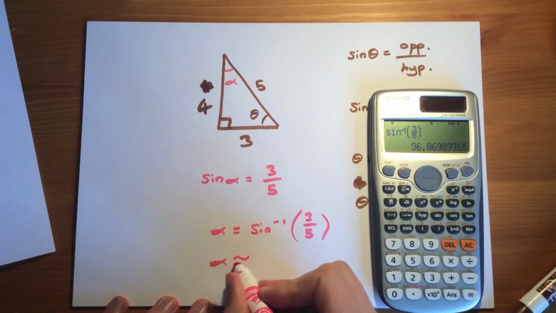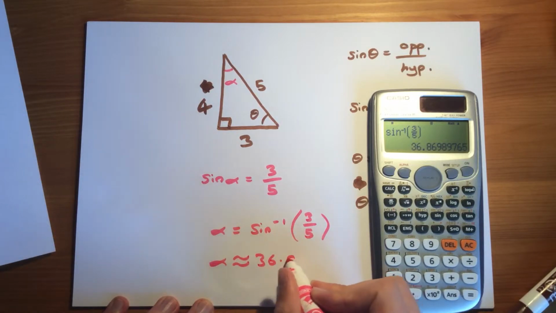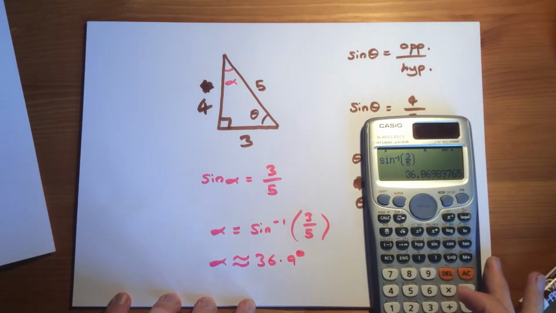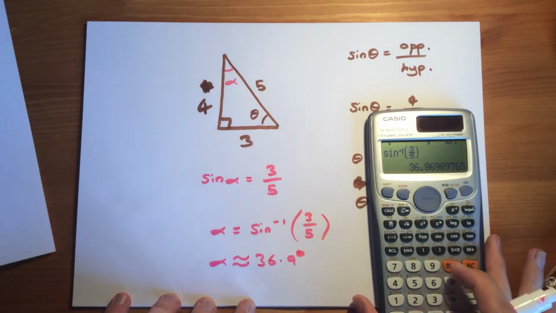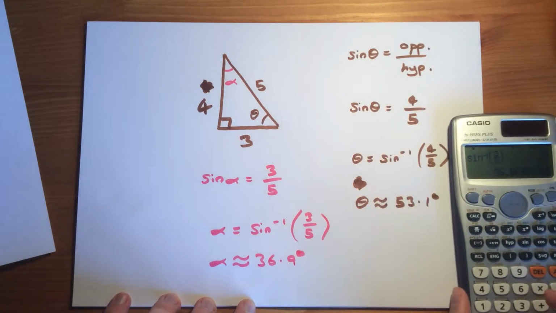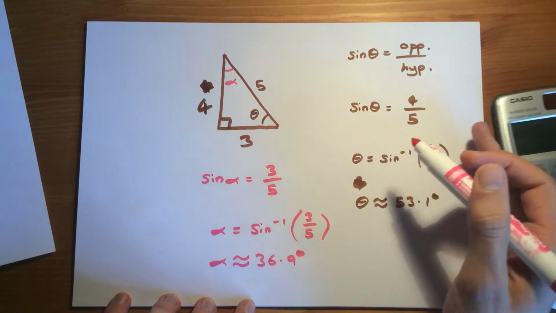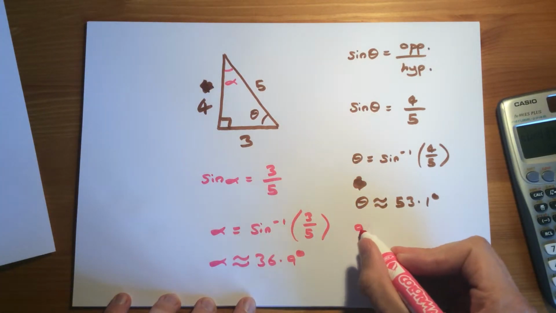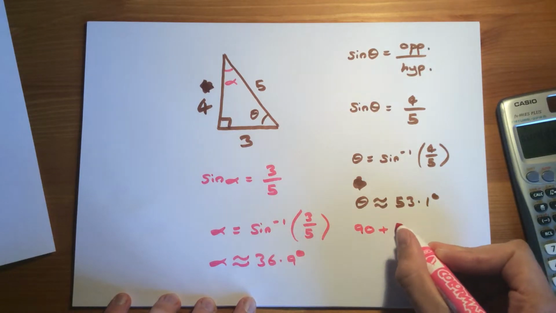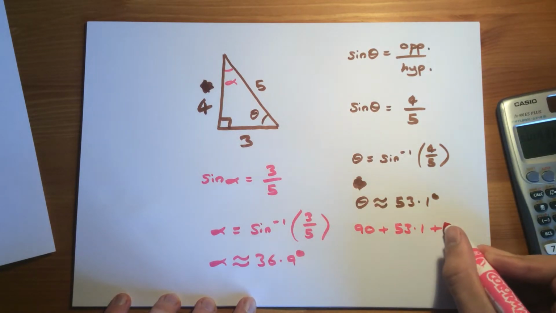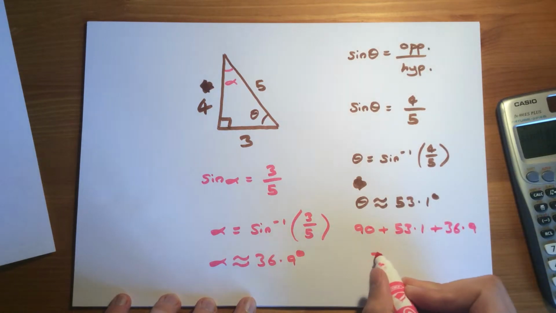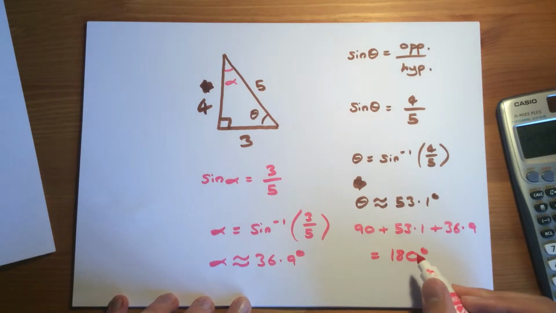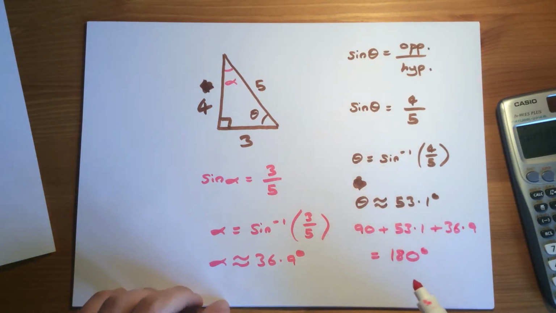So alpha is approximately equal to 36.9 degrees. And for those of you who are aware, hopefully most of you are, the sum of the angles of a triangle should be 180 degrees. We can check that this makes sense by considering the sum of the angles. So the sum of the angles is 90 plus 53.1 plus 36.9, which, hope you see, is 180 degrees, which is a good check. That makes us feel nice and warm inside.